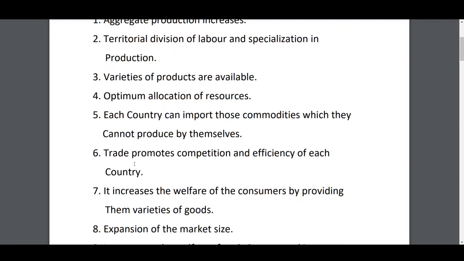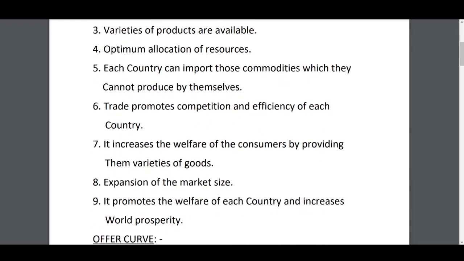Now the sixth one, trade promotes competition and efficiency of each country. Seventh, again, it increases the welfare of the consumers by providing them varieties of goods or commodities. When the commodities and goods are more and more available in the market, the welfare of the consumers will increase.